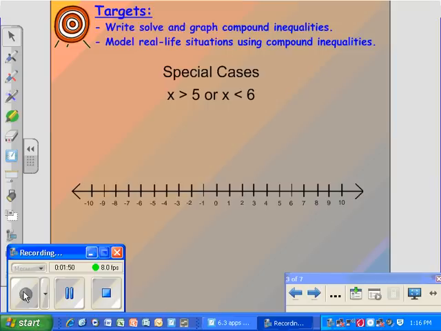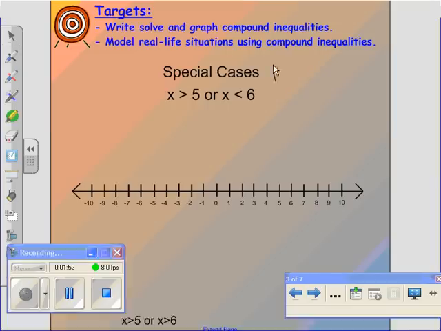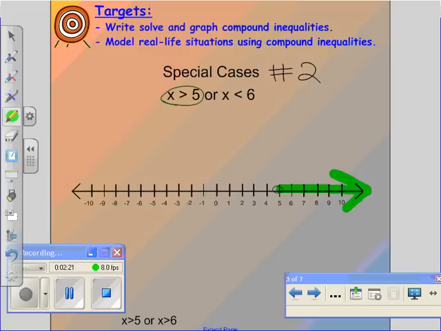Special case number 2. Again, I have two different inequalities joined by an or statement. So my compound inequality is x is greater than 5 or x is less than 6. So if I graph my first inequality right here, I'm going to say x is greater than 5. So I'm going to put an open dot at 5, and I'm going to shade everything to the right. So we have x is greater than 5.